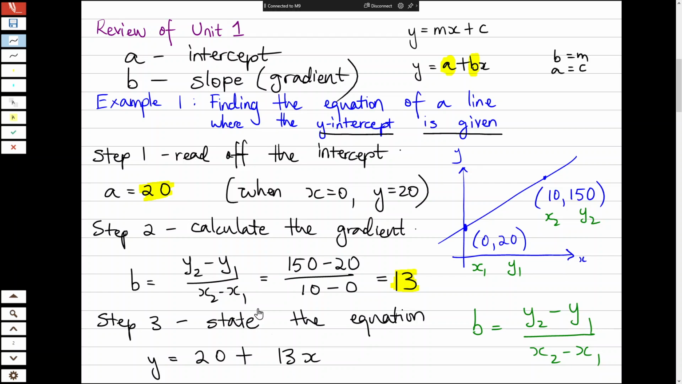When you do exercise 7D, there are quite a lot of questions where you are given the line and they ask you to find the equation. So this is the simple case where the y-intercept is given.